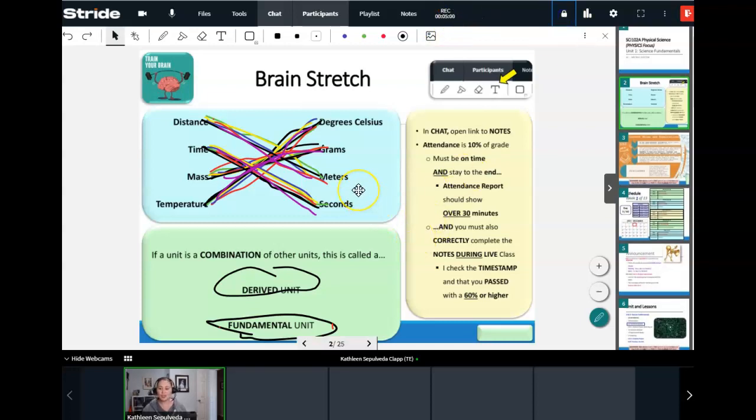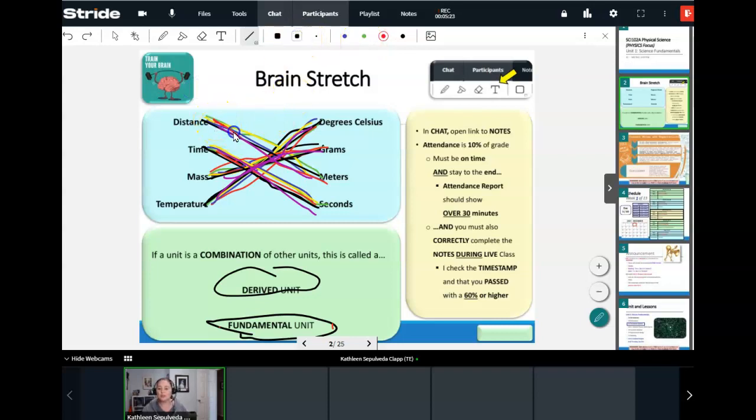Class, nice job. I'm going to tell you right now, hands down, nice job with the brain stretch. I love when we have all participation up on the board there in the beginning, because it sets the tone for the class. So nice job, everybody. Let's go over this really fast. I don't really need to, because you all got it right, but let's talk about it.